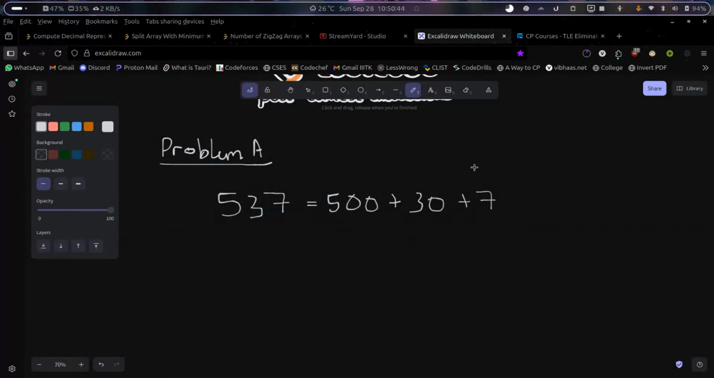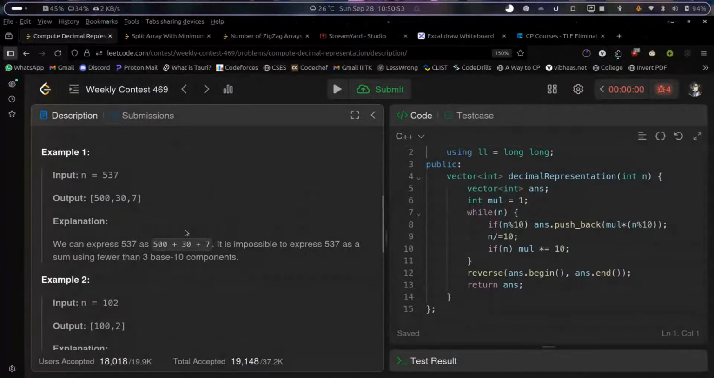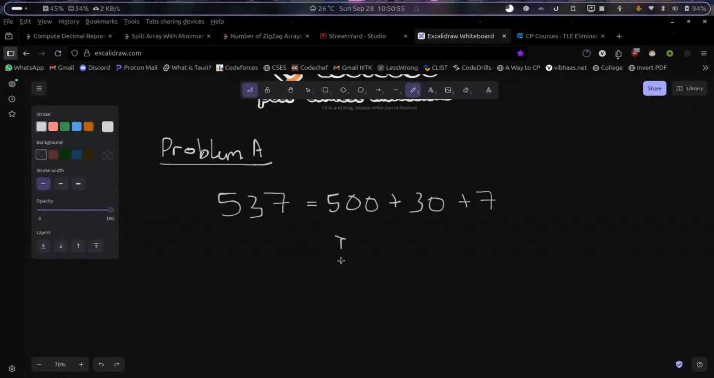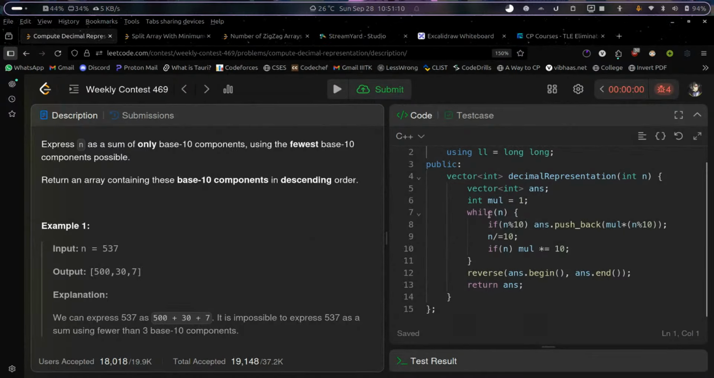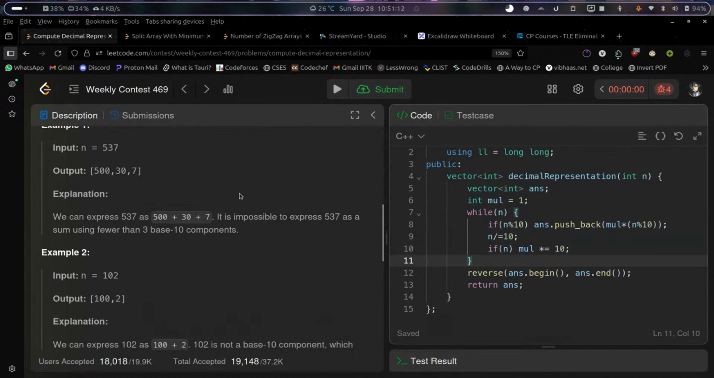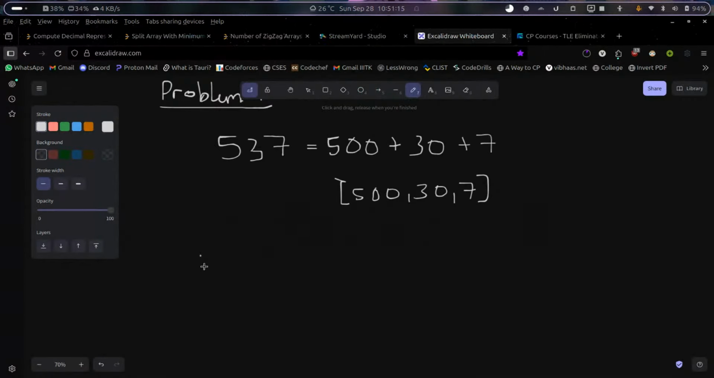So basically all we need to do is just like find remainders with 10, right? And divide by 10 each time. And then we need to form this representation. So for example, we need to put this in an array in descending order. So our answer will simply be like 500, 30, 7, right? So for this, all we need to do is simply, we can do like while n is greater than 0, right? While n is greater than 0, we can start from the last digit.